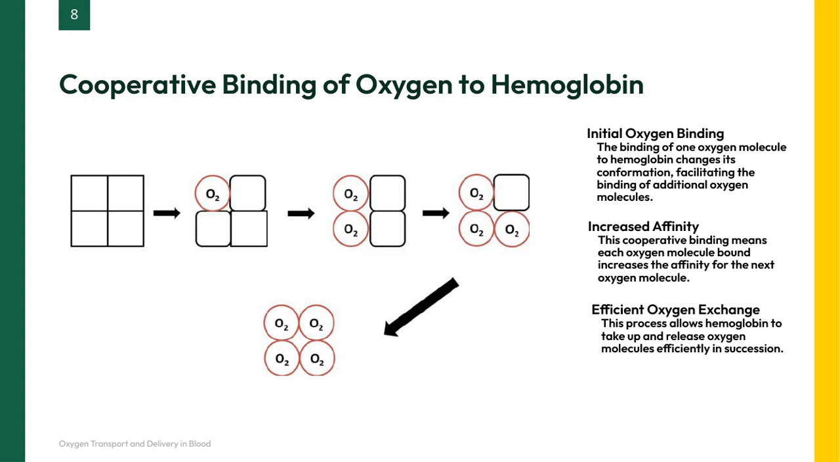When this first oxygen attaches, it causes a change in the shape, or conformation, of hemoglobin. This shape change then makes it easier for additional oxygen molecules to bind, creating a positive feedback loop that enhances oxygen uptake. All of this ties into the broader theme of oxygen transport and delivery in blood. The cooperative binding of oxygen to hemoglobin is what makes our oxygen delivery so efficient and responsive to different needs in the body. It's a beautifully coordinated process that underpins our ability to sustain life.